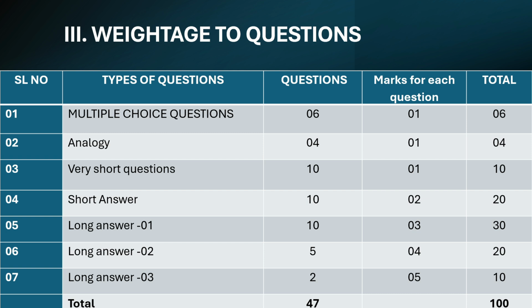Long answer 1, 2, and 3. With long answer 1, you will have 10 questions of 3 marks each, where you score 30 marks. Take a look, that is the maximum marks you will be scoring when it comes to the types of questions. Then we have at number 6, long answer 2. You will have 5 questions with 4 marks, corresponding to 20 marks. And long answer 3 will be the last one with 2 questions, and you will score 5 marks each, corresponding to 10 marks. All in all, we will have 47 questions and 100 marks to score.